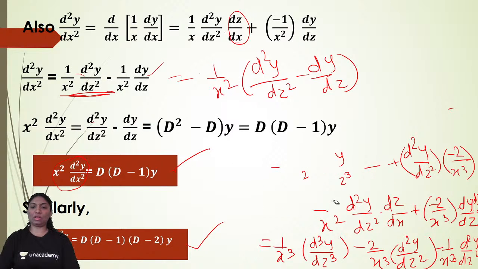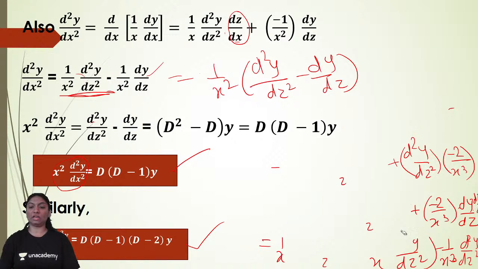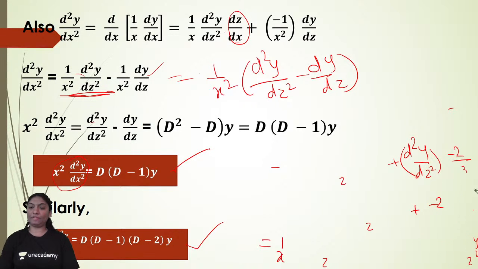I hope you are clear here how to convert the given Cauchy's differential equation into linear differential equation with constant coefficient.